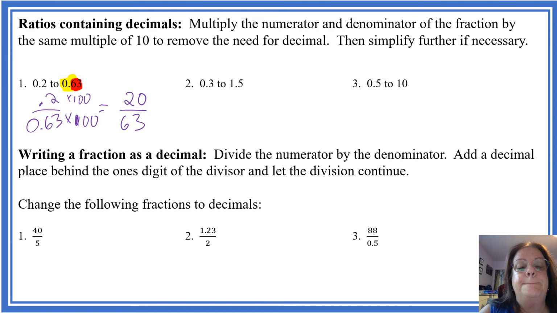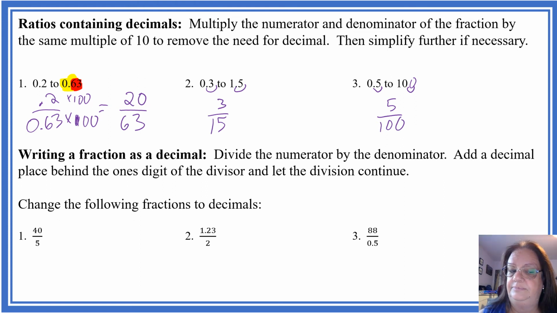Now you can do this a little easier. I just was showing you that so you can see why it works. Notice I have 1 decimal place, so as long as I move the same number of decimal places on each number, I've got it. This one has 0, this one has 1, so I need to add another 0 there. So this is going to be 5 to 100.